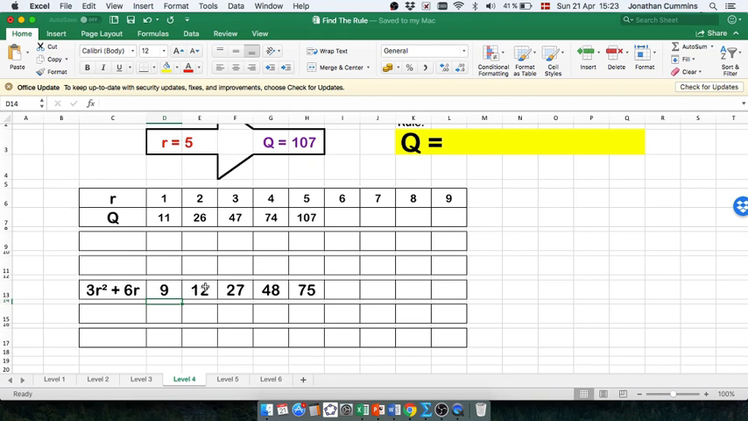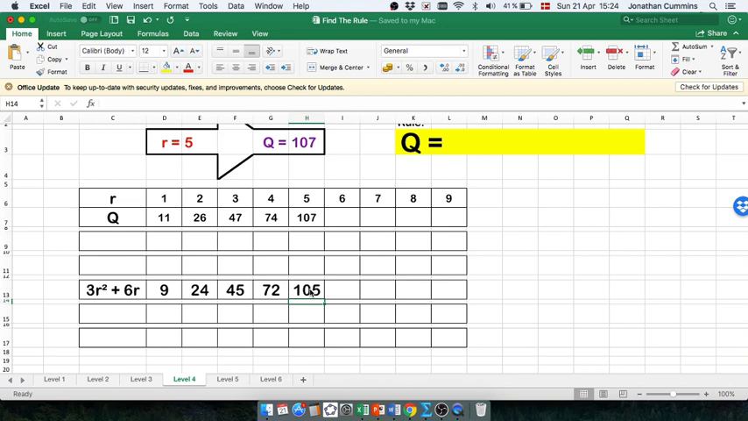Instead of 12, we'd have 12 plus 6 times 2, which would be 24. Instead of 27, we'd have 27 plus 6 times 3, which would be 45. Instead of 48, we'd have 48 plus 6 times 4, which is 48 plus 24, which is 72. And instead of 75, we'd have 75 plus 6 times 5, which makes 105.